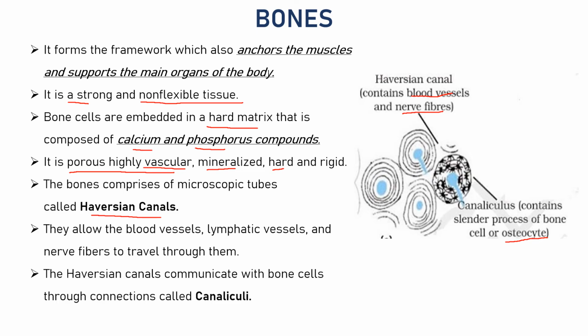These all are bone cells, and there are canaliculi containing cylindrical processes of bone cells, or osteocytes, right? They allow the blood vessels, lymphatic vessels and nerve fibers to travel through them, right? The Haversian canals communicate with bone cells through connections called canaliculi. How is this Haversian canal going to connect to the bone cells? This is through the canaliculi.